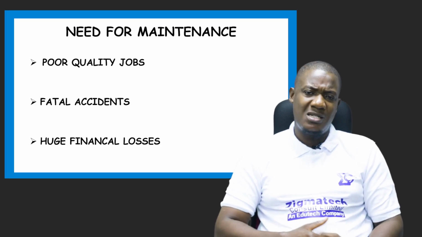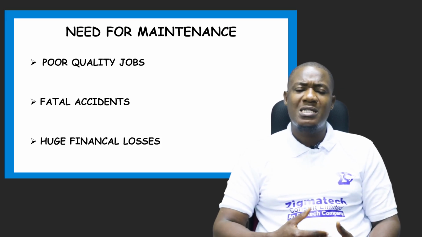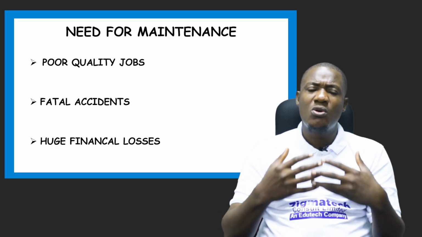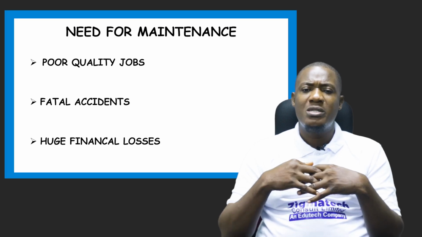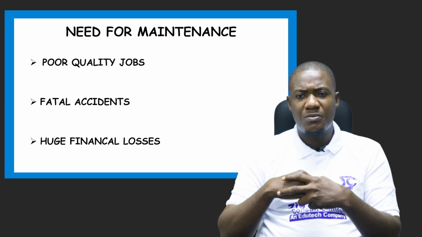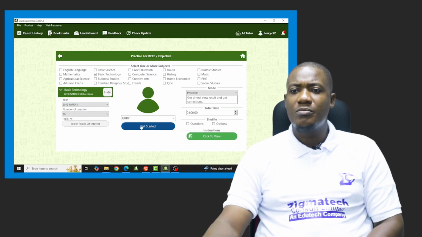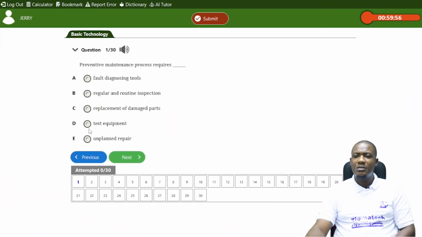Okay, having said this, I will take you through our ExamGuide app where I'll show you how we can use this app to practice for basic examinations. This is 2019 Basic Tech. Number 1, it said preventive maintenance process requires option A, fault diagnosis tools. Option B, regular and routine inspection. C, replacement of damaged parts. Of course, that cannot be the answer. D, test equipment. E, unplanned repairs.